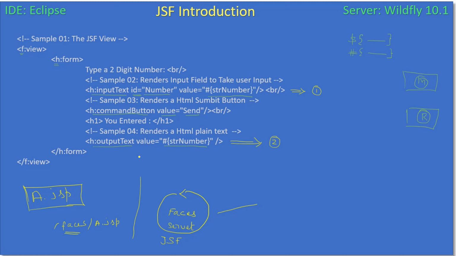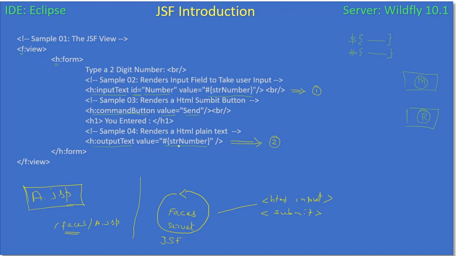So from faces servlet we go to the JSP file, and in the JSP, if you see, we have the tag processing. The tag processing will be taken care of by the faces servlet, and faces servlet will replace this as an input text box. So we will get HTML input, then we get a submit button. All these are translated into HTML tags.